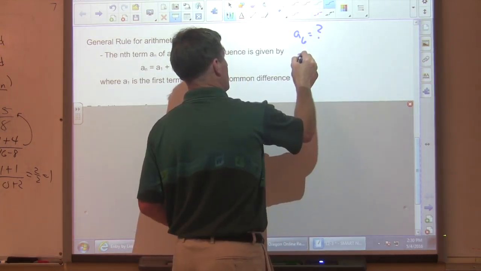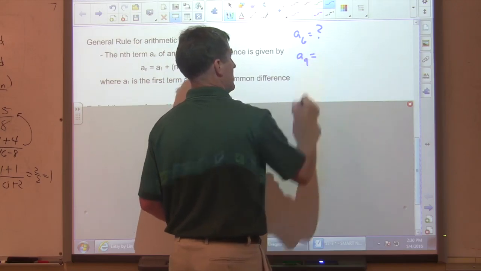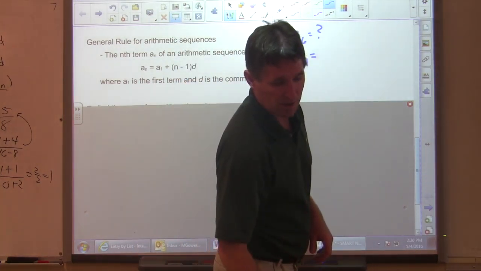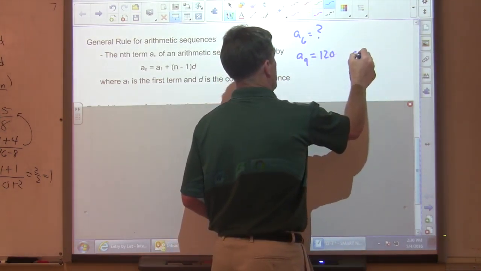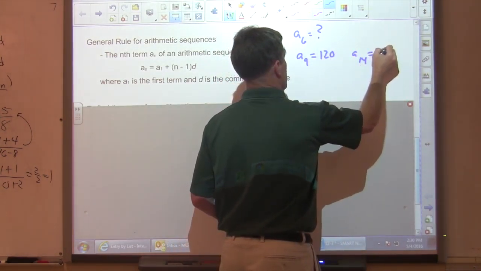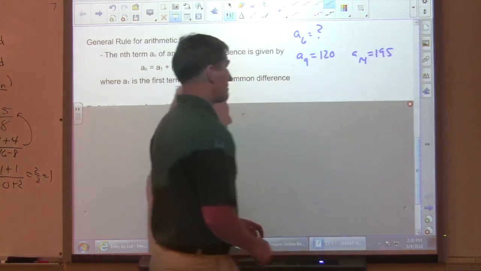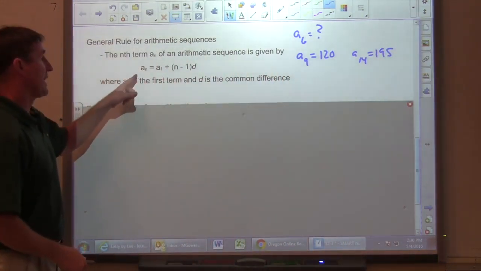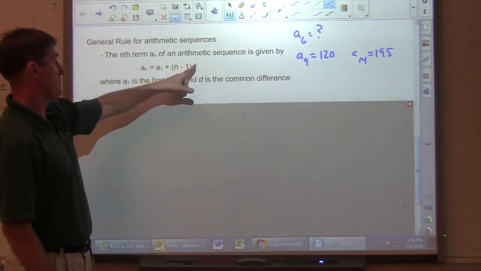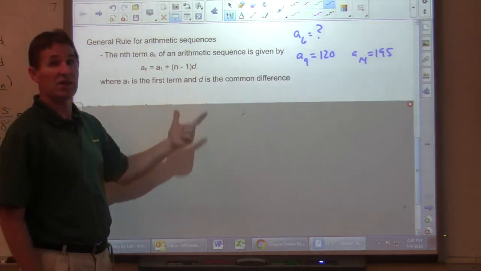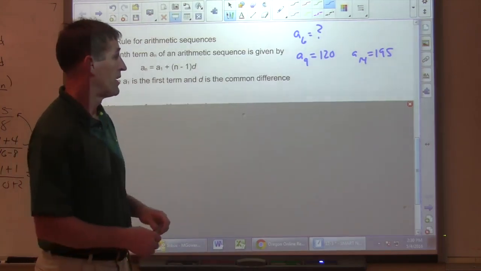And the information they give us is a sub 9 equals 120, and a sub 14 equals 195. So we're trying to find a sub 6, but we don't know a sub 1. We know n would be 6, but we also don't know d. So there's two things we don't know, so we have to find that out.